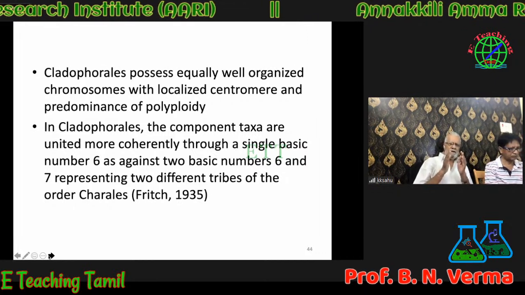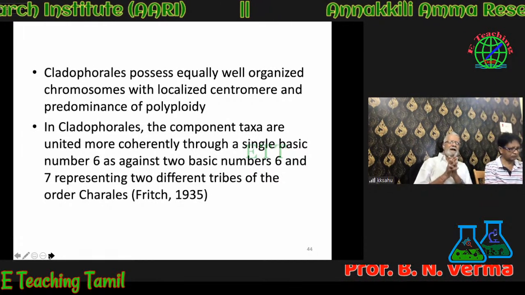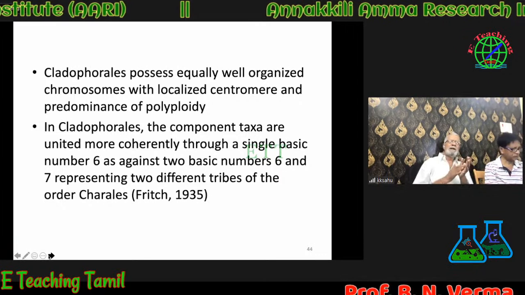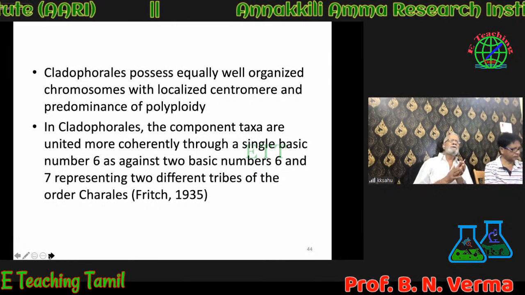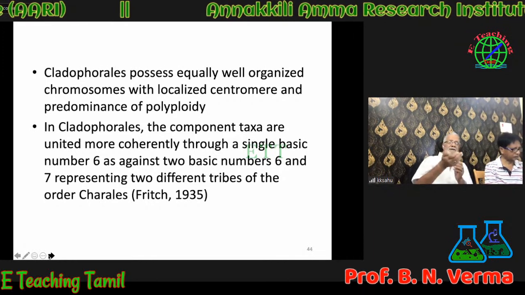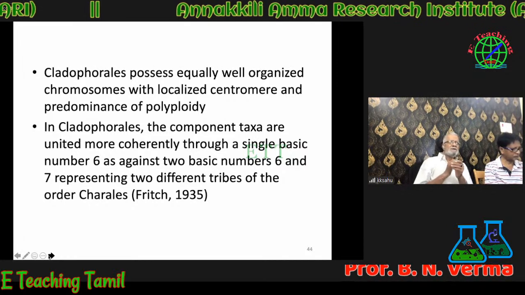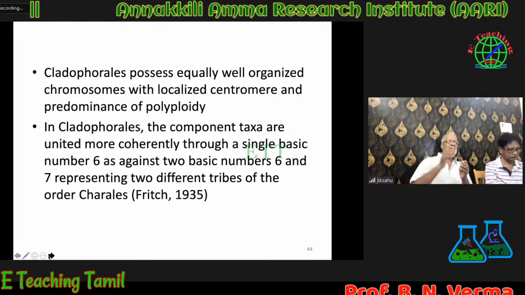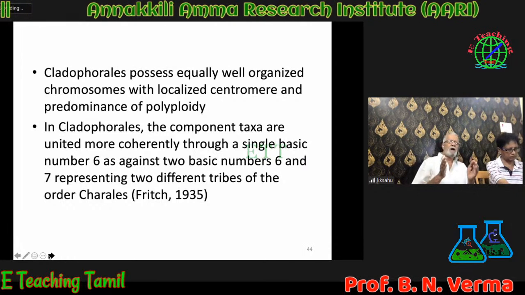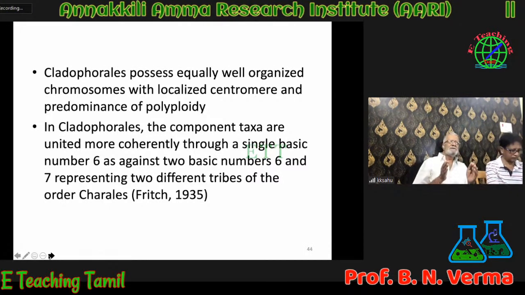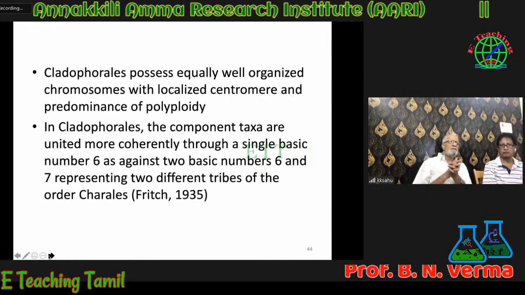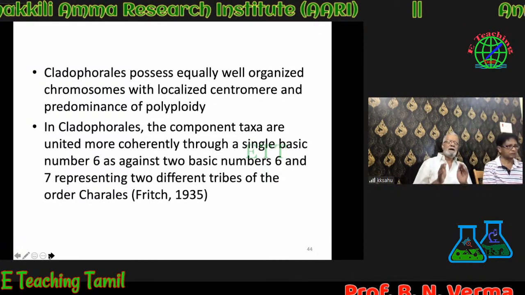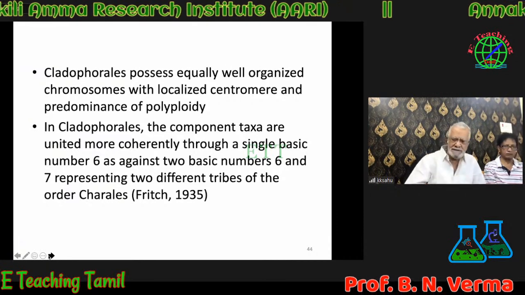When you see Chara and Nitella, these two genera have a distinct predominance of polyploidy, but aneuploidy can be seen in exceptional cases. Then in Tolypella, there is no polyploidy, and aneuploidy predominates. So cytologically, you cannot say it is a coherent group; it is diverse in nature. But in the Cladophorales, cytologically it is a more stable and coherent group, with all the genera knit together with only one basic chromosome number.